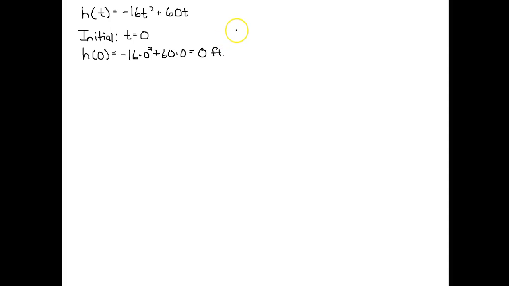It's kind of obvious with the golf ball. It's like, well, yeah, it's 0 feet because it hasn't been hit yet. But you can have problems where you don't necessarily start at ground level. Then the function would look different than this, and when you plugged in 0, you would get some value back, which would tell you exactly what the height is at the initial time.